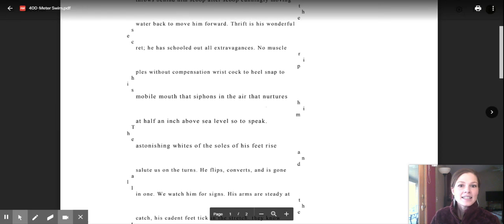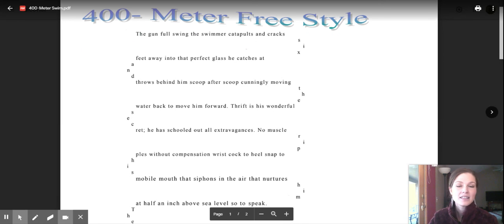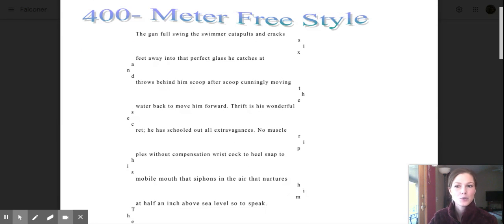So again, in your writing today, you're going to be talking about why do you think the authors made these aligning choices and how does it contribute to its meaning?